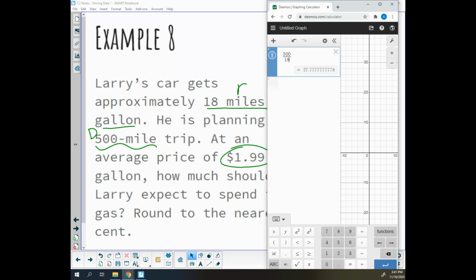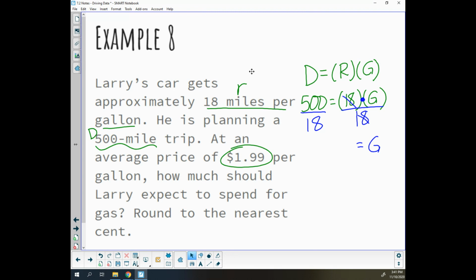You guys, so see on this one how it's not like example 7. Example 7 was nice and easy, 32.5. This is just this beautiful repeating decimal. I'm going to leave that alone. So we said that was 27.7 repeating, or I'd probably just leave this as 500 over 18 for right now, just because it's going to make your life a little bit easier.